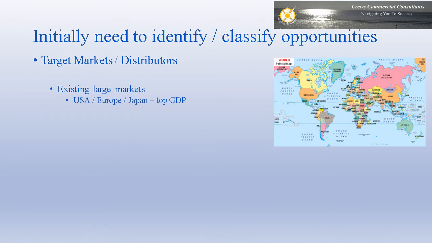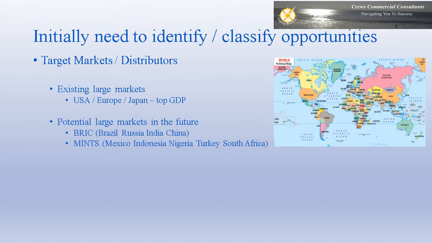So to me, there are things like existing large markets that you should be in: USA, Europe, Japan, current markets with top GDP. You've then got potentially large markets going forward in the future, things referred to as the BRIC and the MINT economies, where going forward they're predicted to be the next big markets that you might want to enter now.